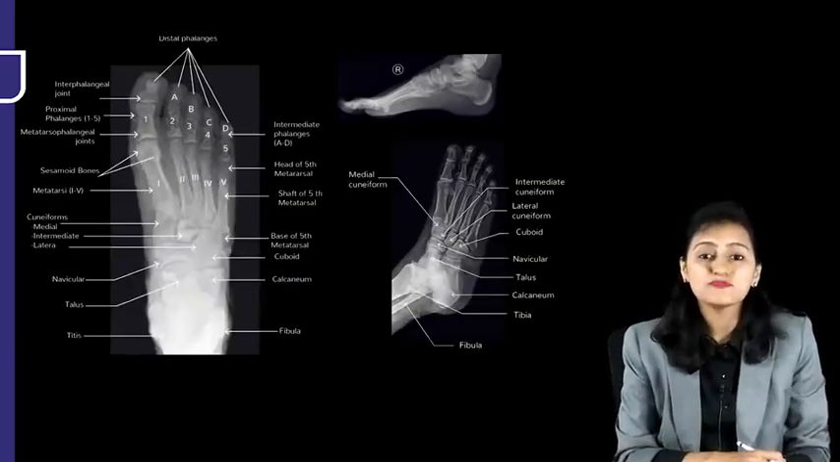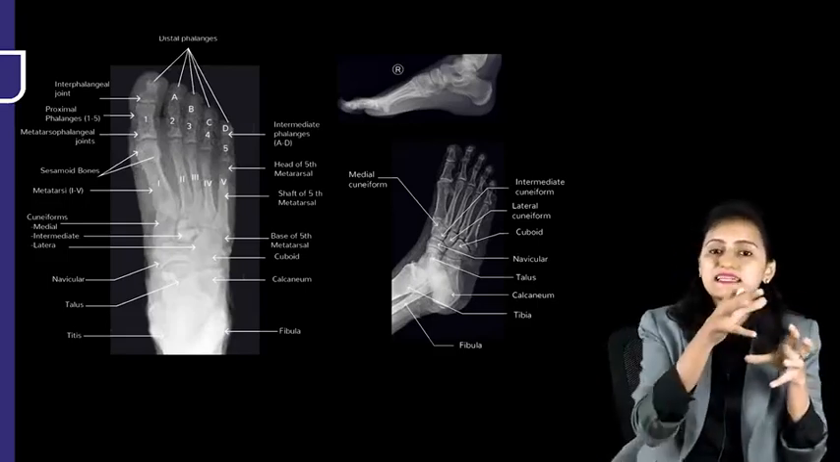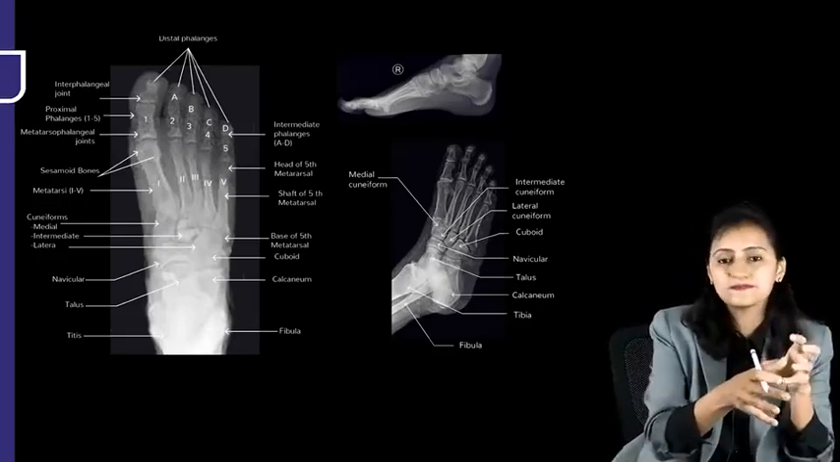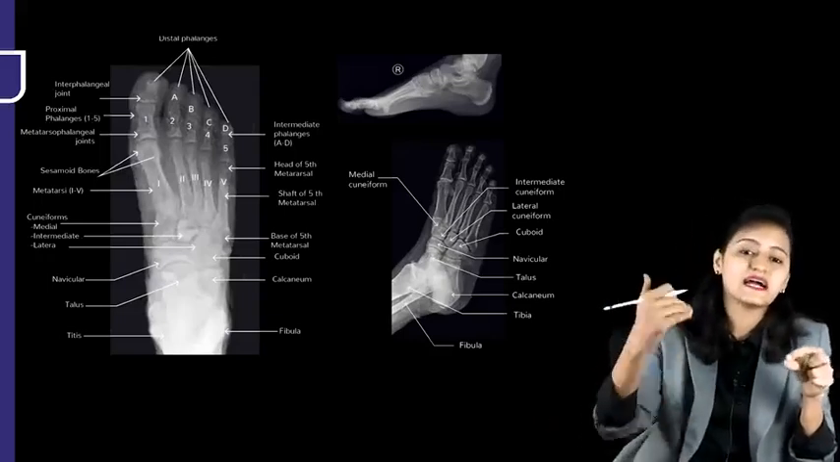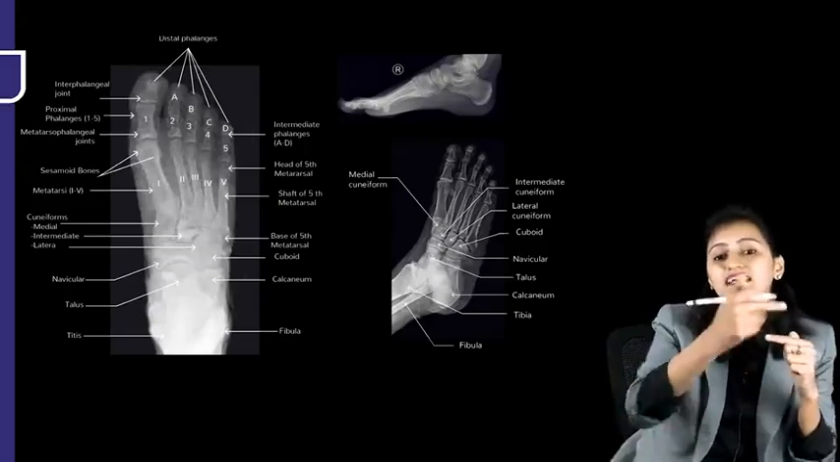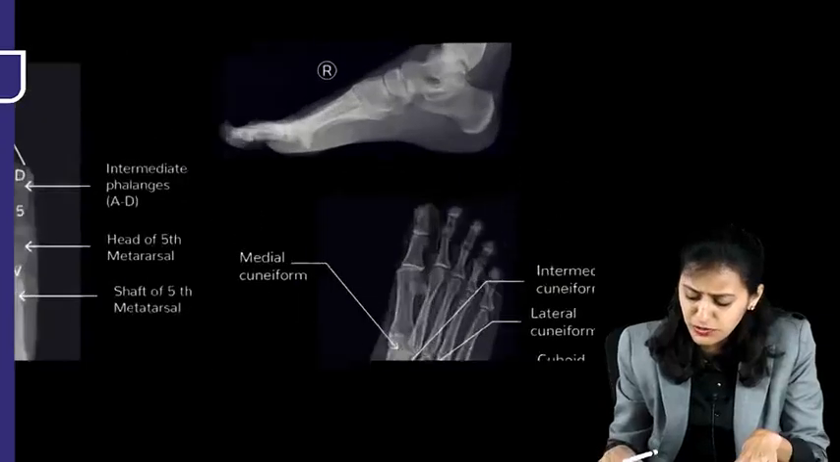Coming to tarsal bones, where is the navicular? So remember TT: next to the tibia, on the medial side, is the talus. So calcaneum on the lateral side. CC: in front of the calcaneum we have the cuboid. In front of the talus we have the navicular. So look at this one. What do we have here?